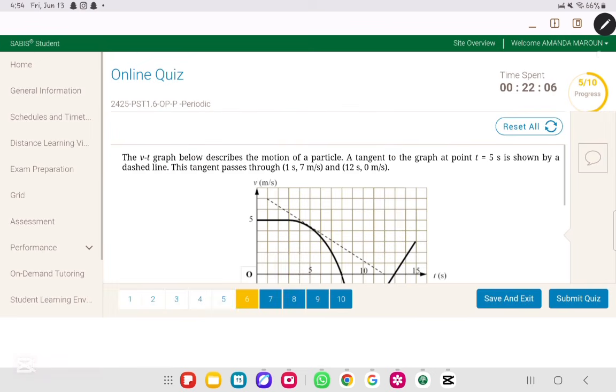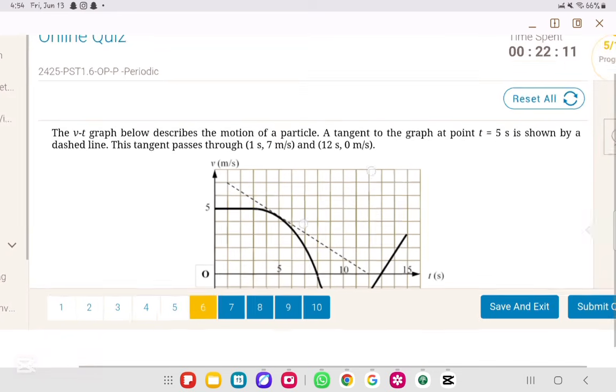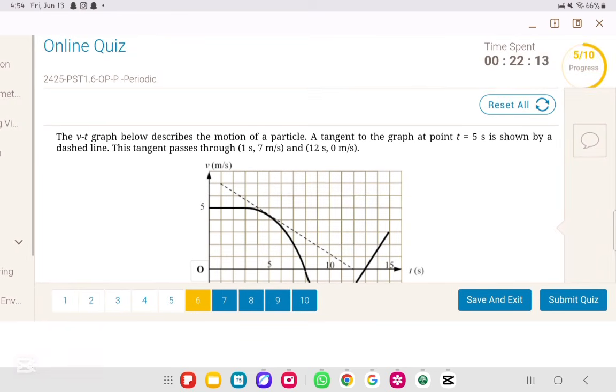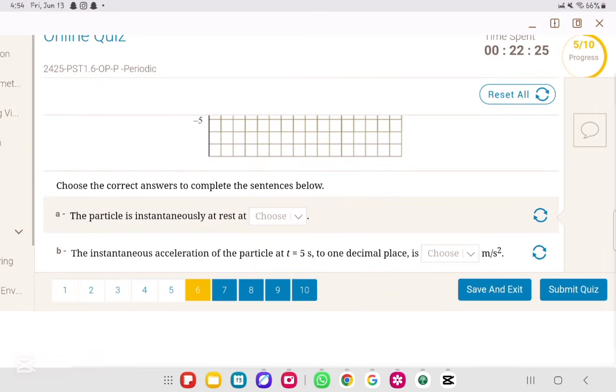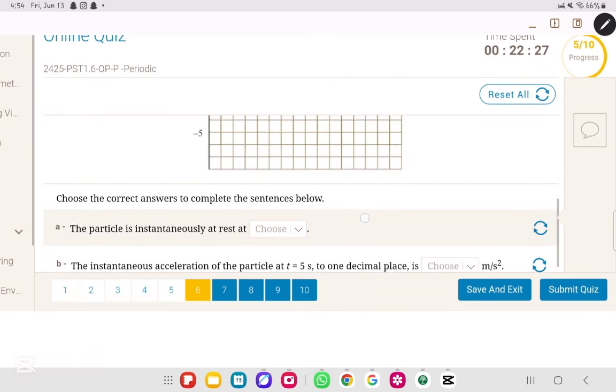So now we move on to question number 6. What does it say? It says the velocity time graph below describes the motion of a particle. A tangent to the graph at time 5 seconds is shown by a dashed line. This is a case where they drew for us the tangent. This tangent passes through 1 second, 7 meters per second and 12 seconds, 0 meters per second. They told us the particle is instantaneously at rest.